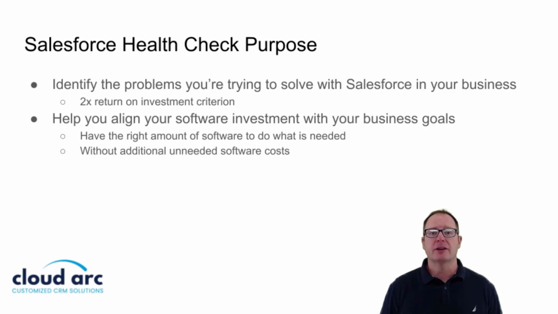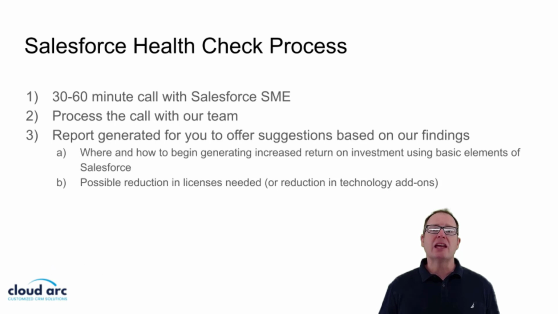So we approach any of our health checks for Salesforce users with a 3-step process that involves 1, a 1-hour phone call, 2, some time offline that we use to process the information gathered during our call with you, and 3, creating and sharing a report with you on our findings from the health check that may be used to help inform how you use Salesforce going forward. I'll spend the rest of this video talking you through these 3 steps. So step 1, the 1-hour call.